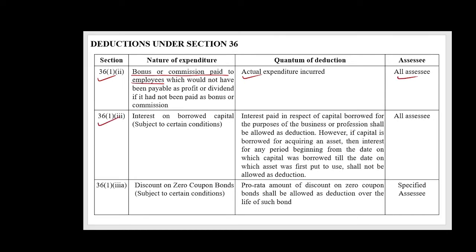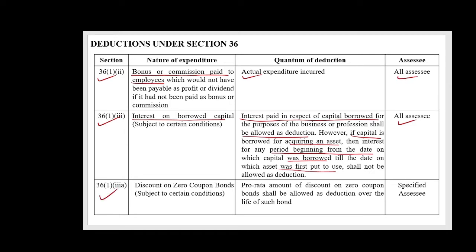Then deduction under section 36, subsection 1, clause (iii) is in relation to interest on borrowed capital. The quantum of deduction is interest paid in respect of capital borrowed for the purpose of the business or profession shall be allowed as deduction. However, if capital is borrowed for acquiring an asset, then interest for any period beginning from the date on which the capital was borrowed till the date on which the asset was first put to use shall not be allowed as deduction. Now this is again available to all types of assessees.